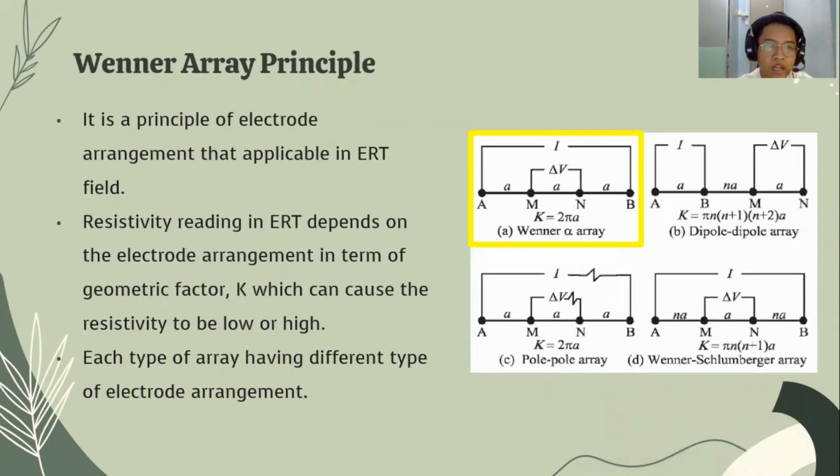This is an explanation of the Wenner array principle. The Wenner array principle is a principle of electrode arrangement that is applicable in the ERT field. Resistivity reading in ERT depends on the electrode arrangement in terms of the geometric factor K, which can cause the resistivity to be low or high. Each type of array has a different electrode arrangement.